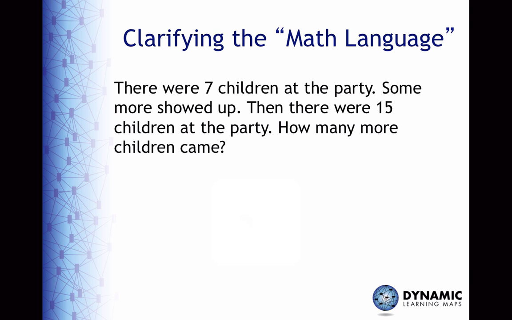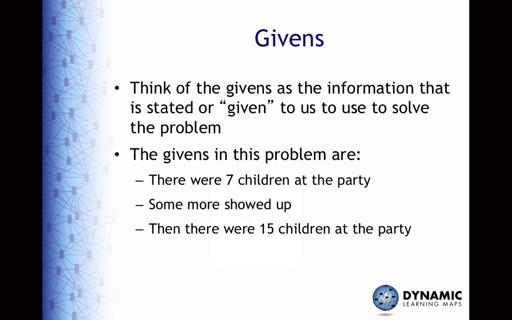There were 7 children at the party. Some more showed up. Then there were 15 children at the party. How many more children came? This problem has givens, constraints, and a goal. Think of the givens as the information that is stated or given to us to use to solve the problem. The givens in this problem are there were 7 children at the party, some more showed up, then there were 15 children at the party.